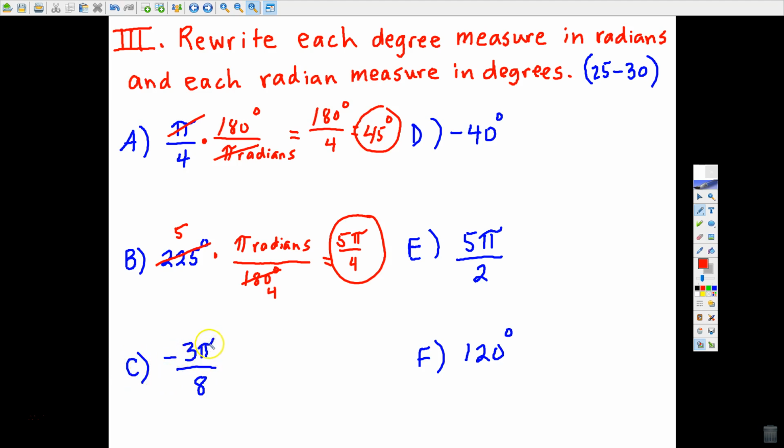Okay, letter C is given in terms of radians, so I'm going to convert it to degrees. It's going to be just like we did up here. I'm going to multiply by 180 degrees over pi radians. You can check yourself and make sure you use the right conversion factor. If you look diagonally, they should match. You should be able to cancel. The pi's are going to cancel. You could also cancel this way if possible. So here we go. We can just use our calculator at this point. If I do -3 times 180, -3 times 180 is -540 degrees divided by 8. And so if I do -540 divided by 8, I got -67.5 degrees.